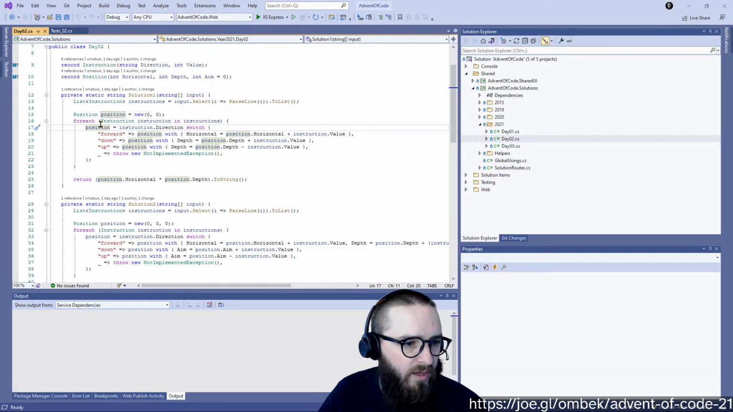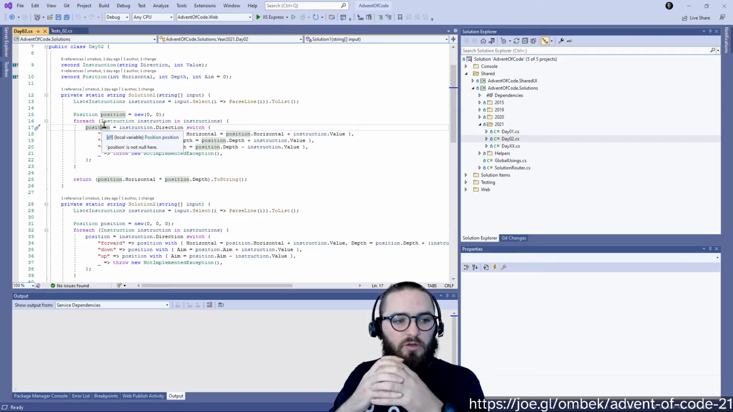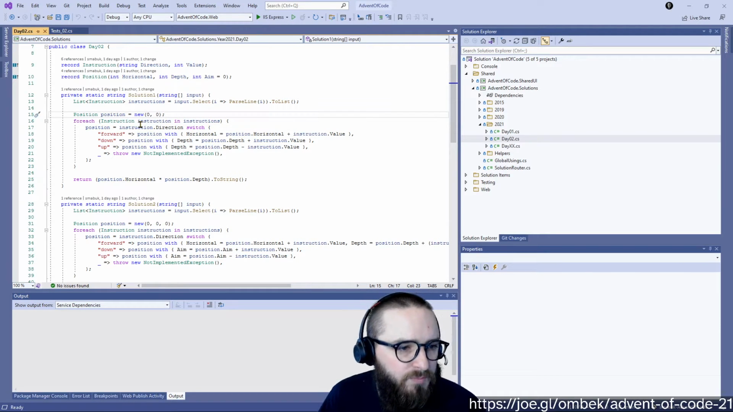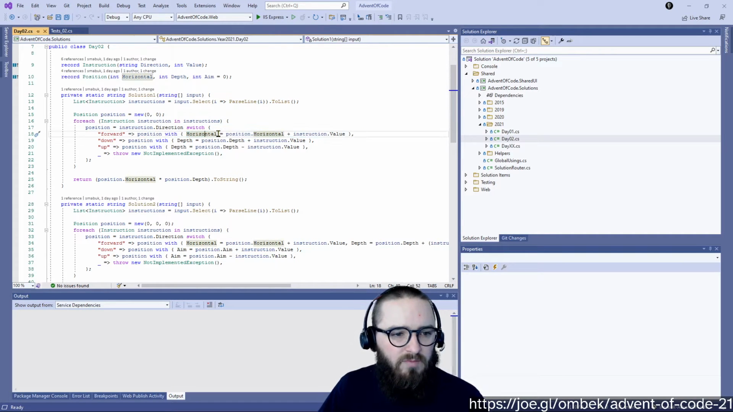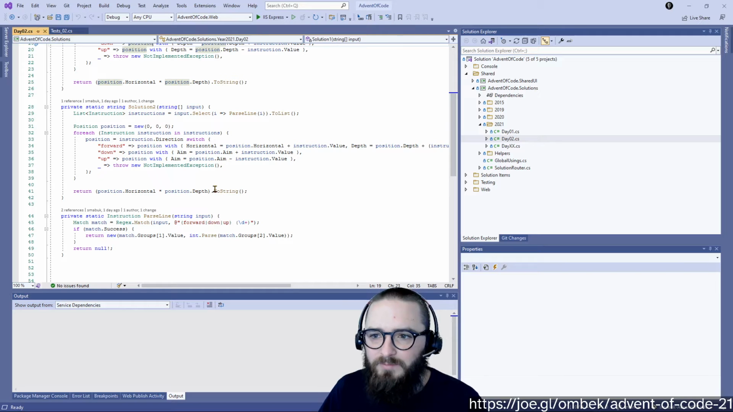What he's doing is creating a new position for each one. So that actually creates a new record and sticks it in the position variable. And then he's doing this switch expression. So this is a sort of switch on type scenario. And then each one of these strings creates a new position, and the with command creates a copy of the existing position and modifies it with any of these that you specify. That's quite cool. I'm enjoying that.